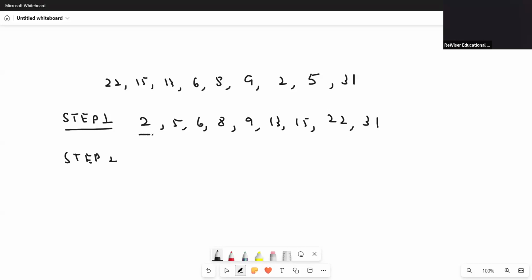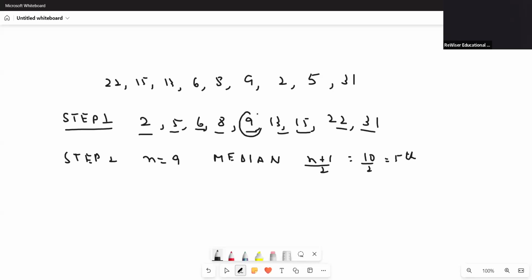So that means I can say 1, 2, 3, 4, 5, 6, 7, 8, 9. So we know that the value of n is 9. If now I have to get the median, that literally means the median has to be the (n plus 1) by 2th term. So that means 10 by 2, so that has to be the 5th term. That's my median. So the median of this distribution is this.